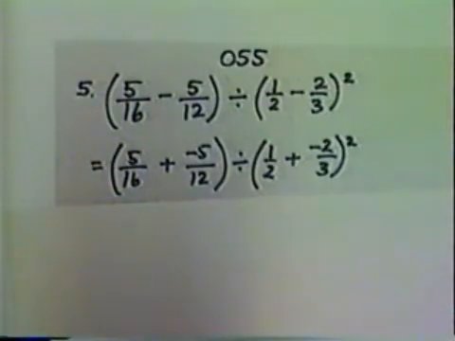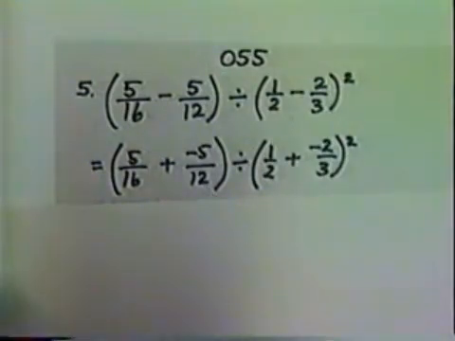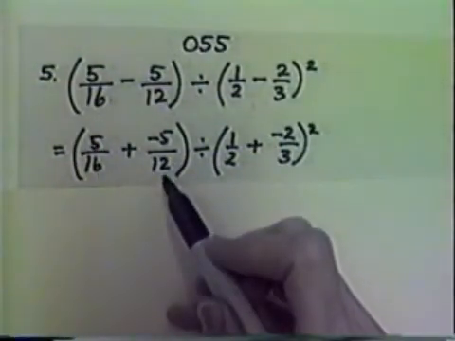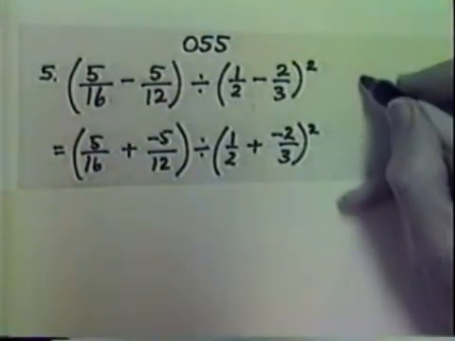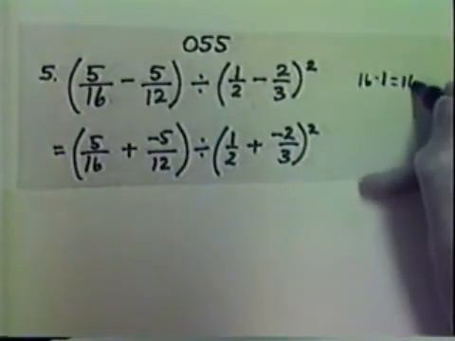Now we must add the fractions inside the parentheses. To add fractions, we must find a common denominator. The common denominator for 16 and 12 is not terribly easy to think up. Let me show you a way you can come up with a common denominator when the numbers are not really obvious. There are several ways to find a common denominator, but my favorite is the following. Take the larger of the denominators, which is 16, and then multiply 16 times 1, and we get 16.